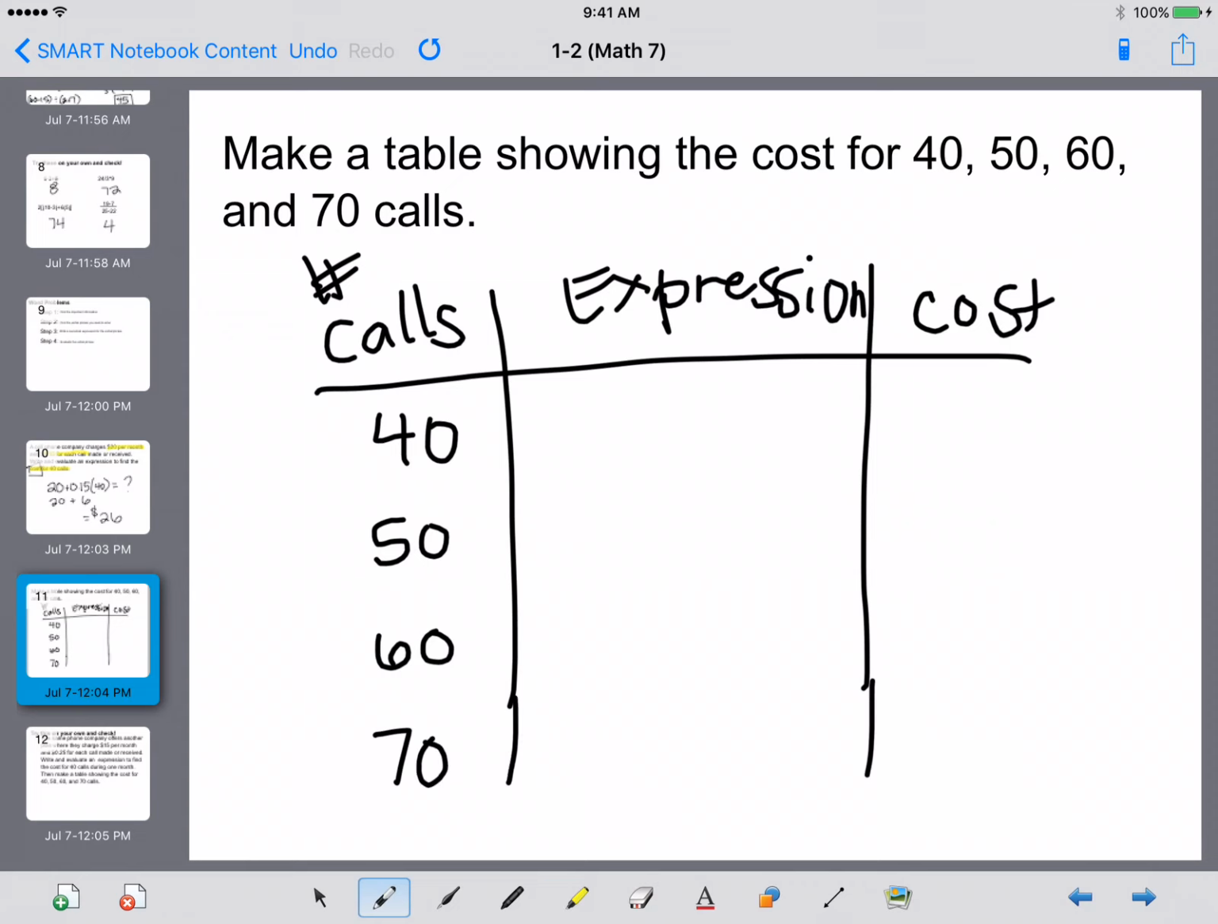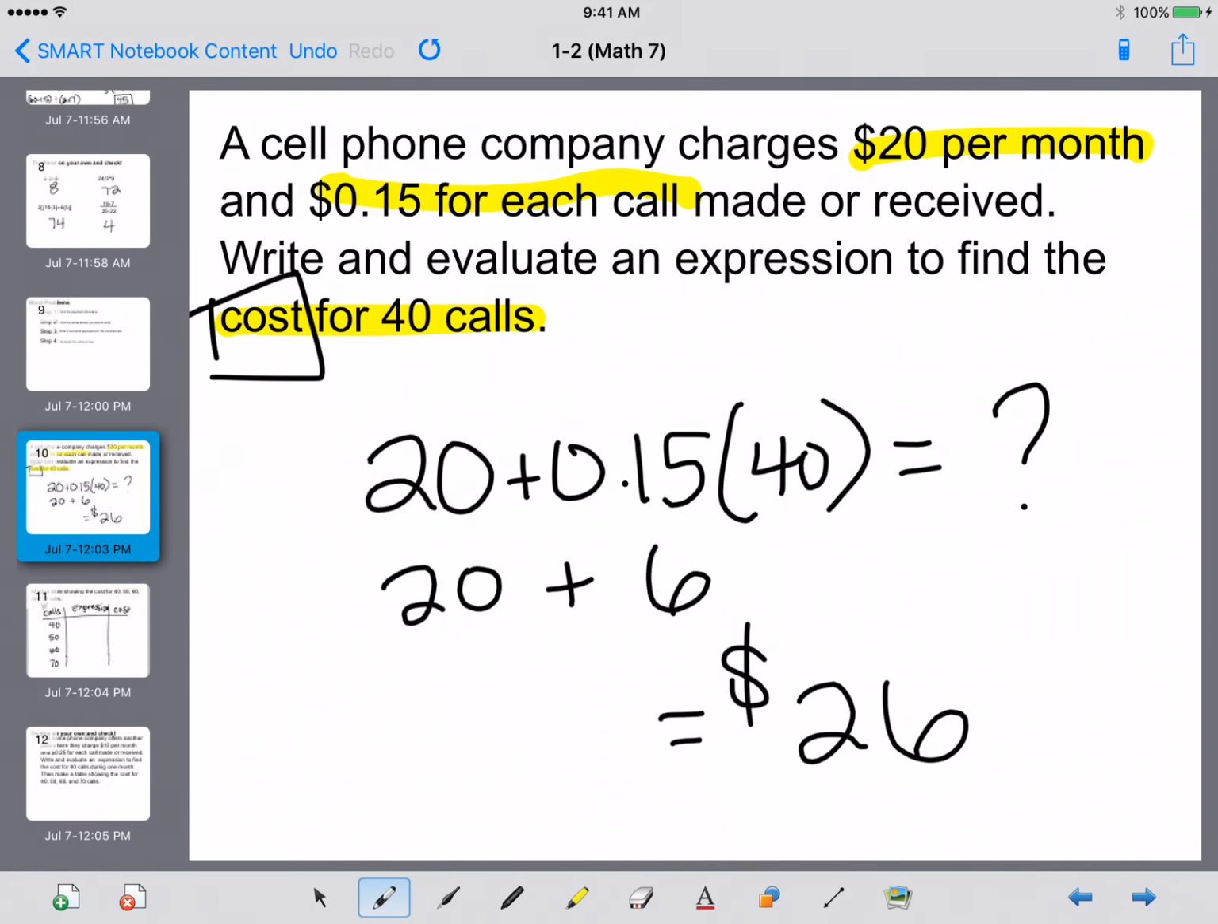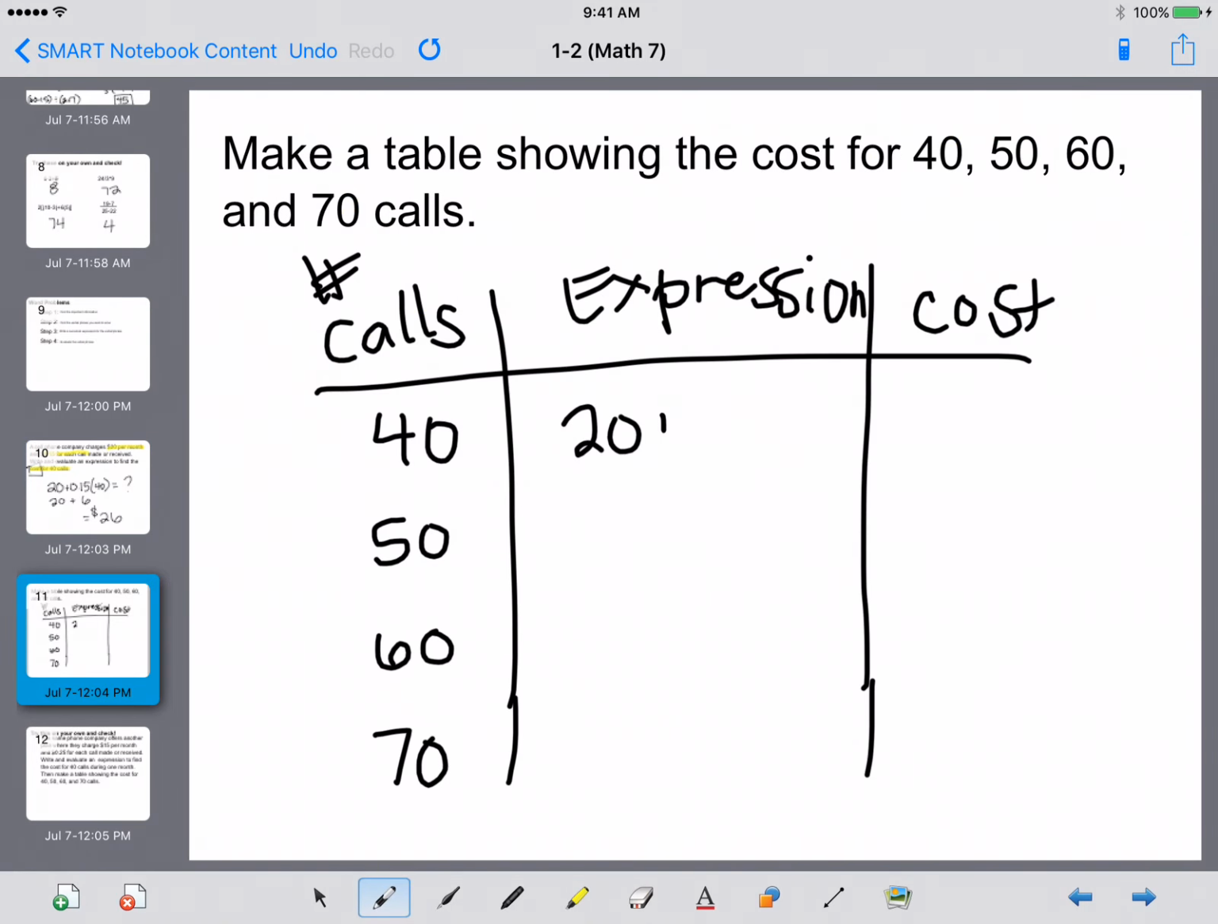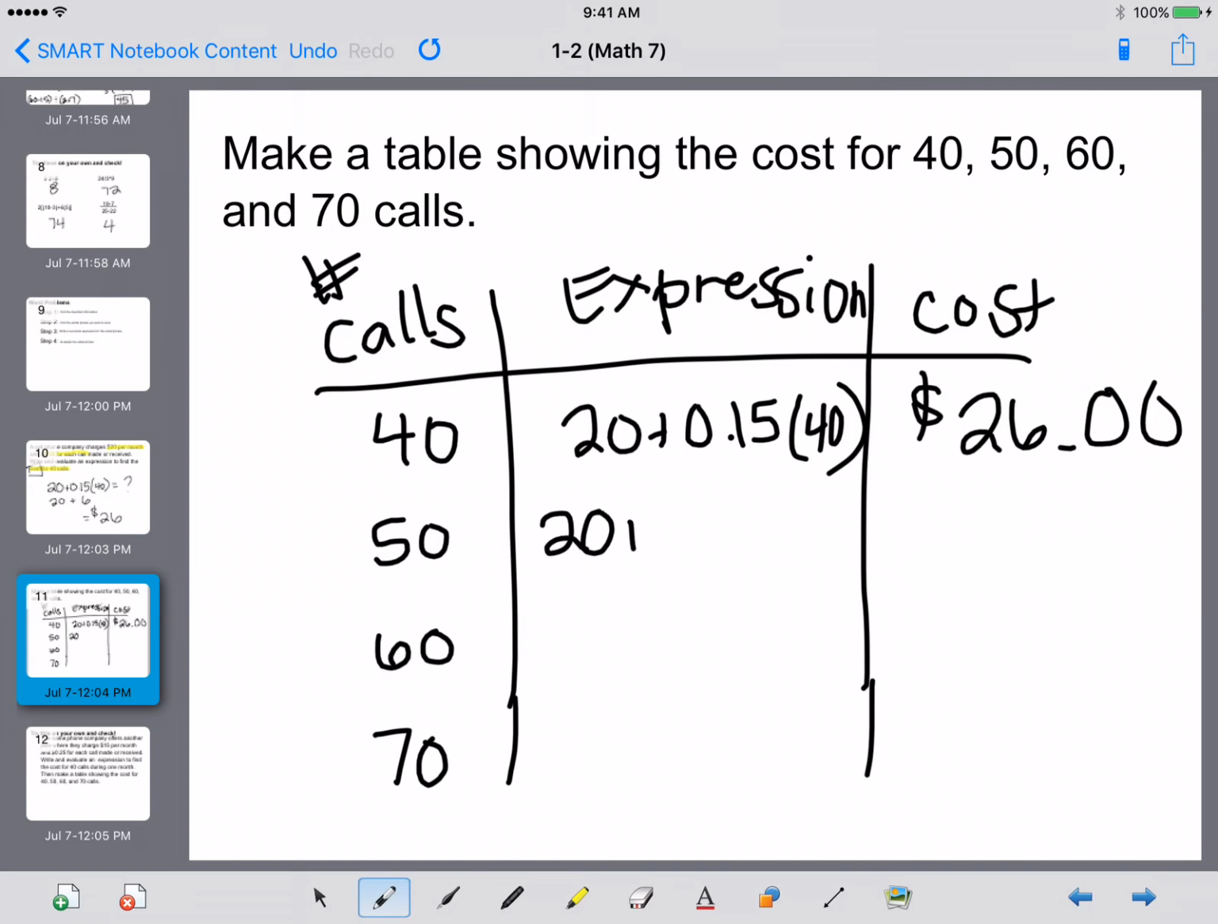And our expression for 40 we already have on this page back here. So it's our 20 plus 0.15 times 40. And then our total cost was, don't forget our dollar sign there, 26. If I want to be really accurate, I'm going to put the 0.00 because money always goes out to the hundredths place. Here for 50 calls, so I'm just going to replace our 40 with 50 then. So 20 plus 0.15 times 50.